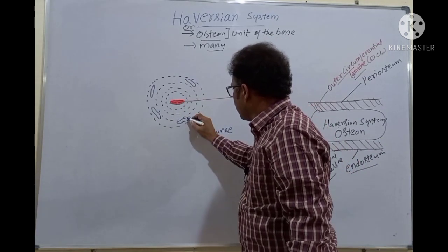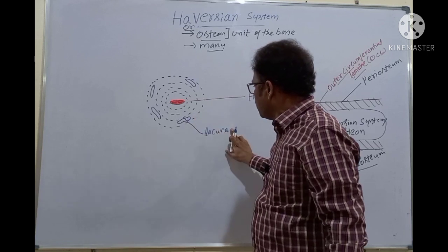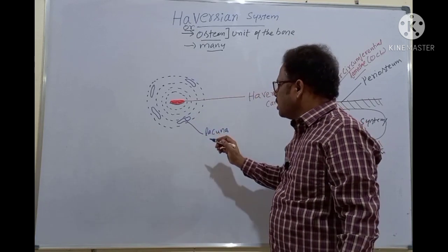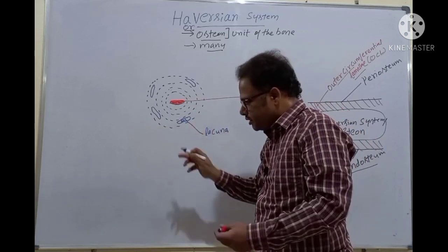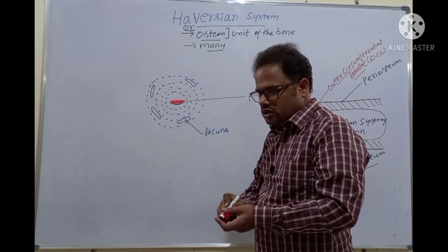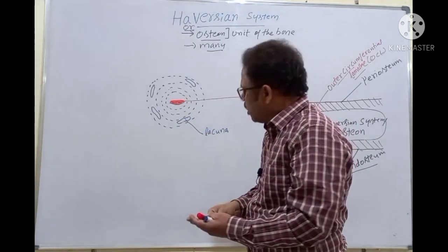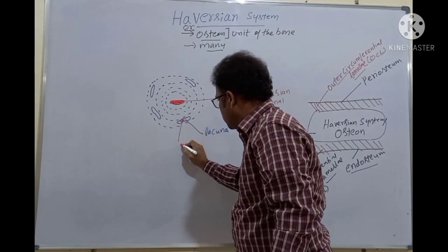These are the lacunae here. This one is the lacuna, isn't it? Only one is there here. That's why I'm writing lacuna. Clear, students? Now, it contains a very important structure. What is that? I told you in yesterday's class, what is that called? An osteocyte is present. What is present? Osteocyte. So this one is an osteocyte.